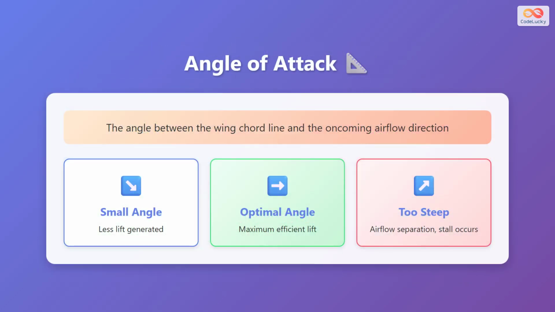Another critical factor in lift generation is the angle of attack. The angle of attack is defined as the angle between the wing's chord line, which is an imaginary straight line from the front to the back of the wing, and the direction of the oncoming airflow. At a small angle of attack, less lift is generated. As the angle increases to an optimal value, the wing generates maximum efficient lift. However, if the angle becomes too steep, the smooth airflow over the top surface breaks down and separates from the wing. This condition is called a stall, and it causes a dramatic loss of lift. Pilots must carefully control the angle of attack to maintain safe and efficient flight.